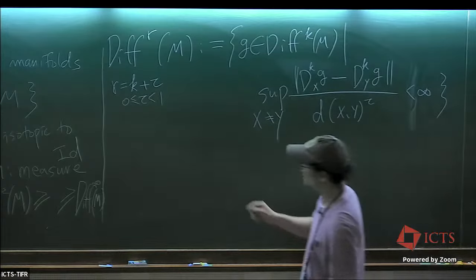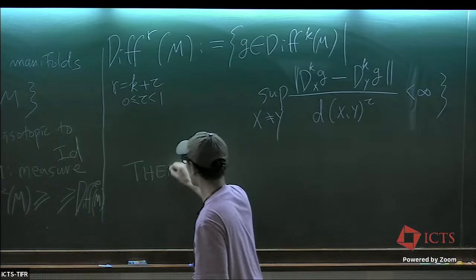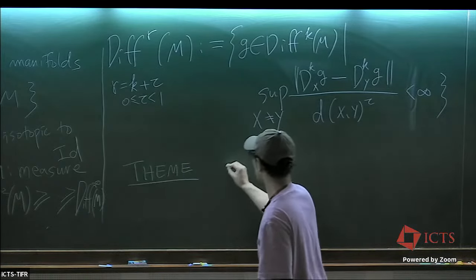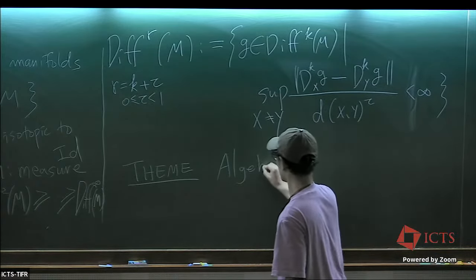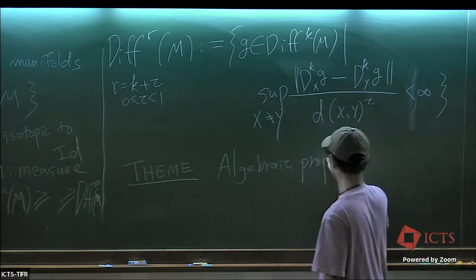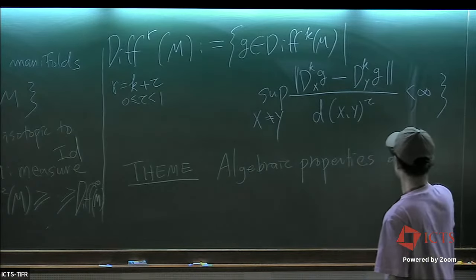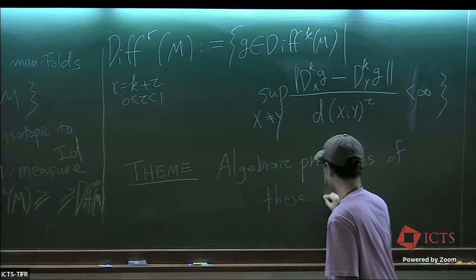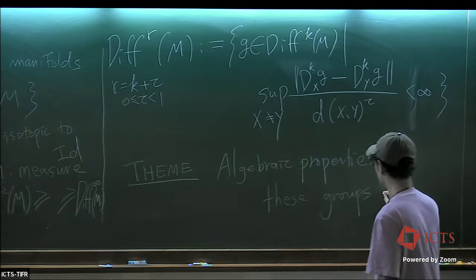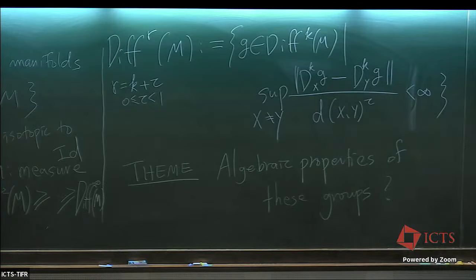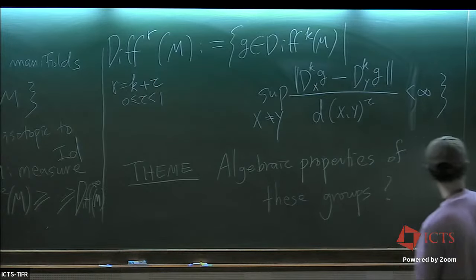So the theme that I'd like to address is algebraic properties of these groups. And hopefully I can give some justifications to study the algebraic aspects of these groups. These are topological objects by definition. Why do you want to study them from the viewpoint of algebra or group theory? Well, that could lead to some interesting mathematics.